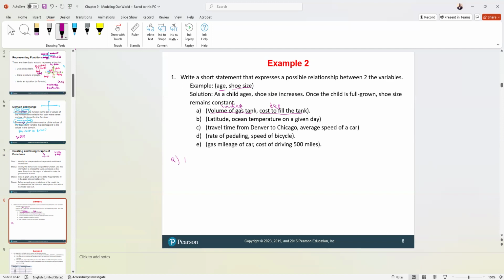Well, following this one, because they give us an example, we're going to write it the same way: as the volume of the tank increases, the cost of filling it also increases. All right, so we can write something like that. This is just a very simple example.